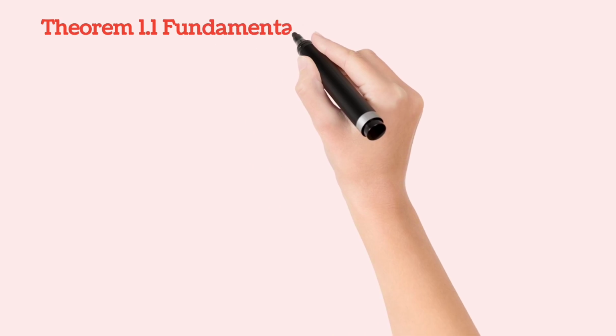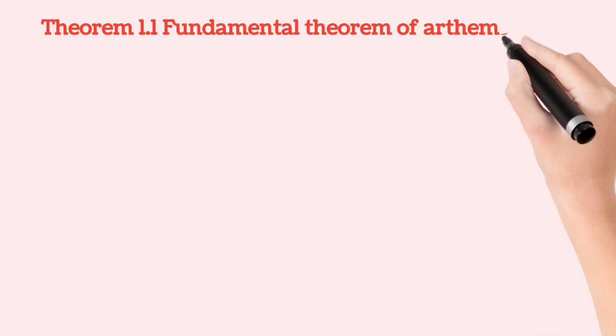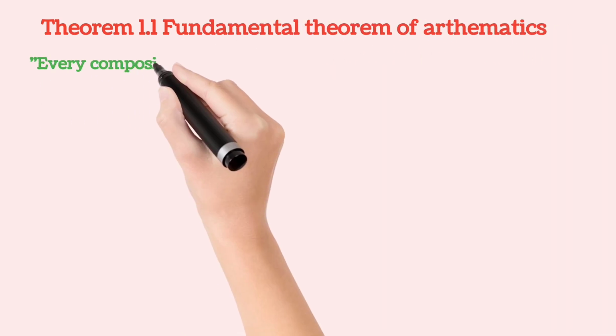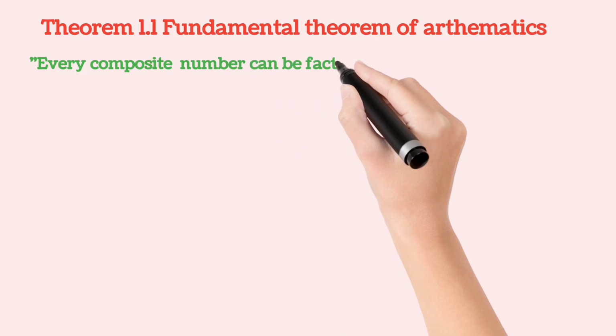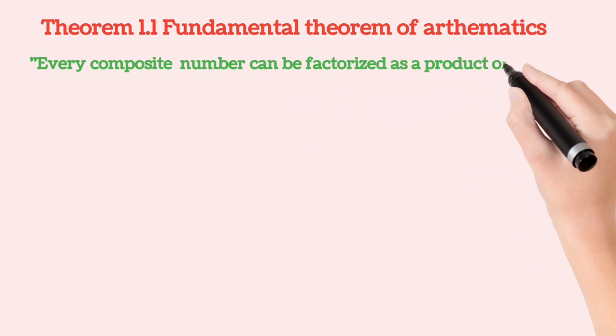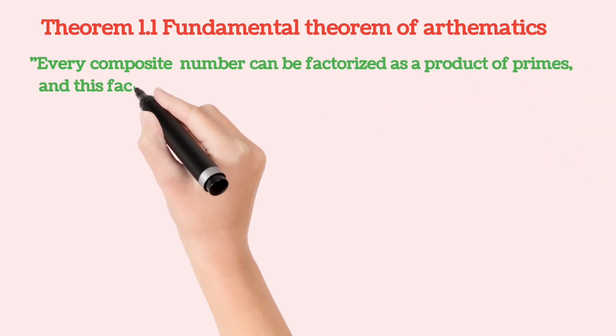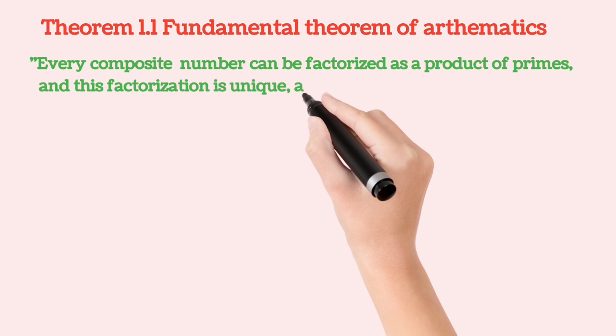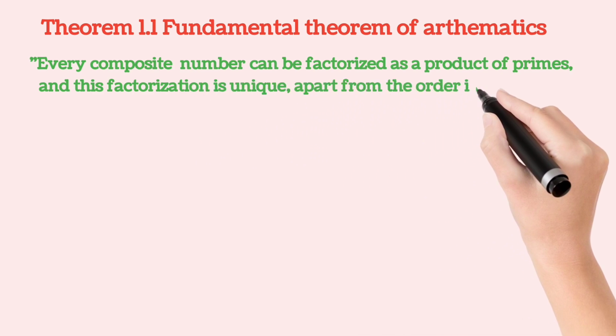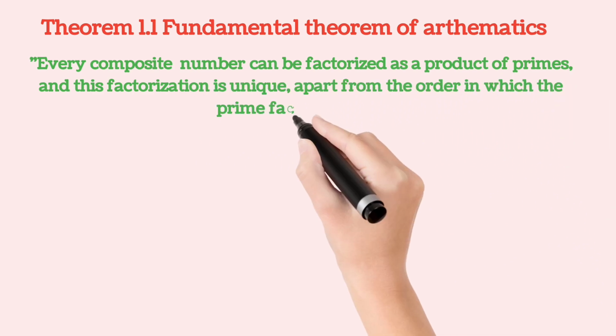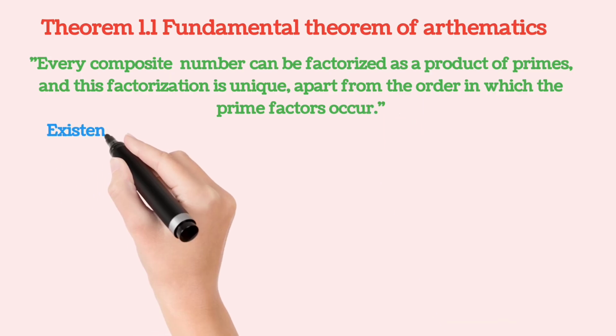Now we will see Theorem 1.1, Fundamental Theorem of Arithmetic. So it states that every composite number can be factorized as a product of primes, and this factorization is unique, apart from the order in which the prime factors occur.